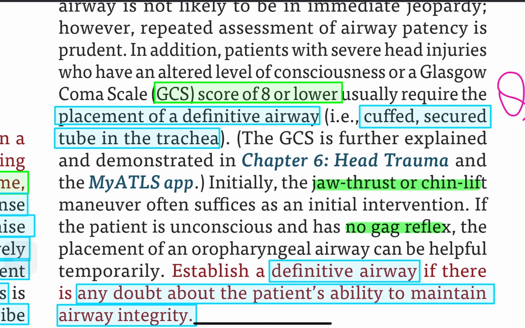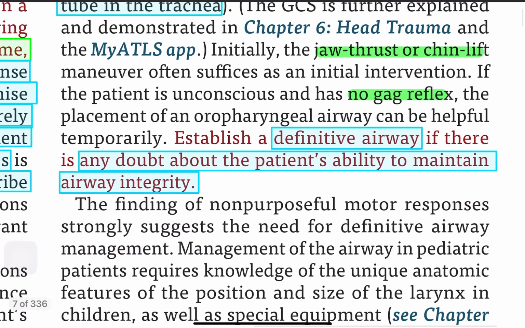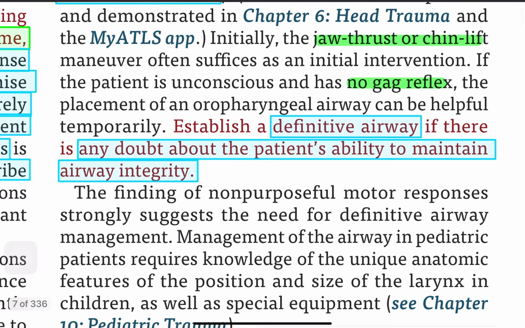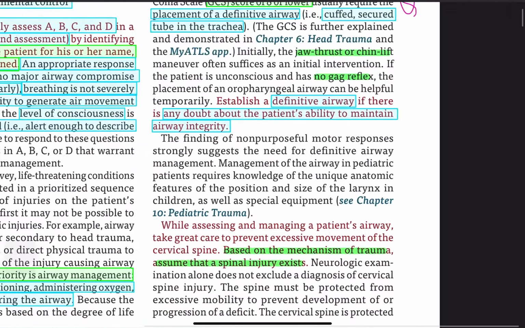What kind of definitive airway? Cuffed. This is asked very many times. 8 and cuffed are the important points. A definitive airway should be done if there is any doubt about the patient's ability to maintain airway integrity.